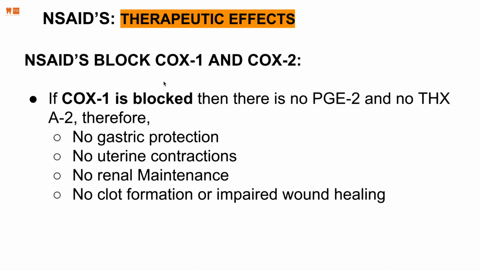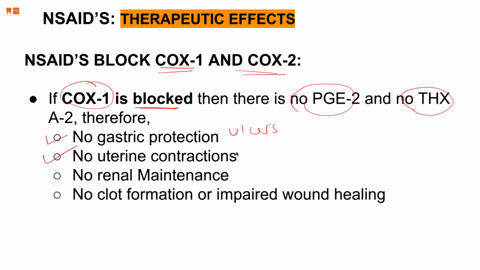So what are NSAIDs' therapeutic effects? NSAIDs will block COX-1 and COX-2. We know that. So now, if COX-1 is blocked, let's take a deeper look. Then there is no prostaglandin E2, there is no thromboxane A2, and therefore it will lead to no gastric protection, leads to ulcers. No uterine contractions, lead to menstruation issues.